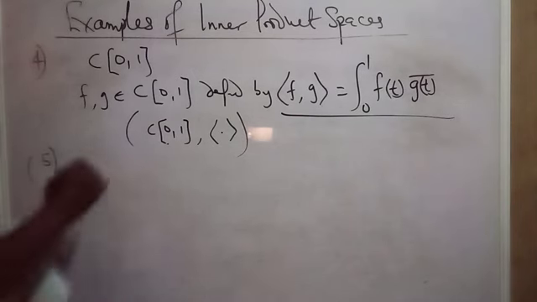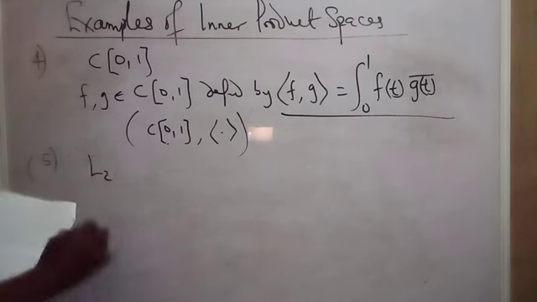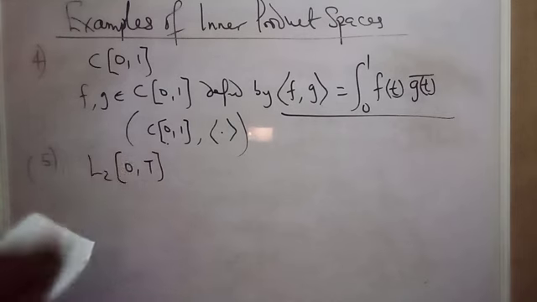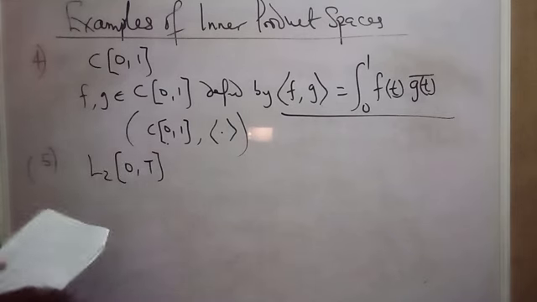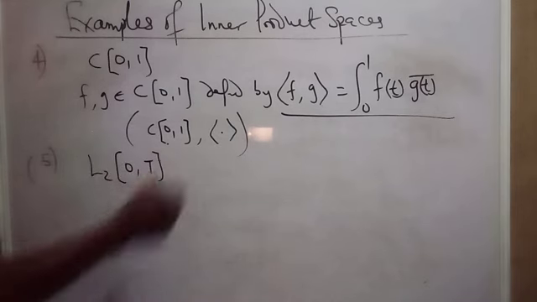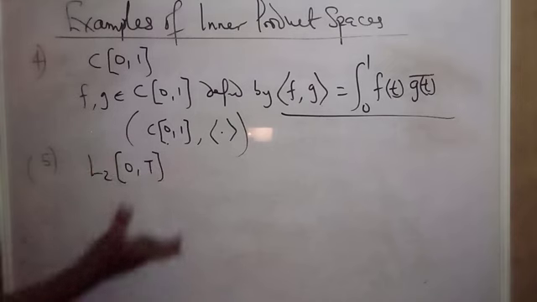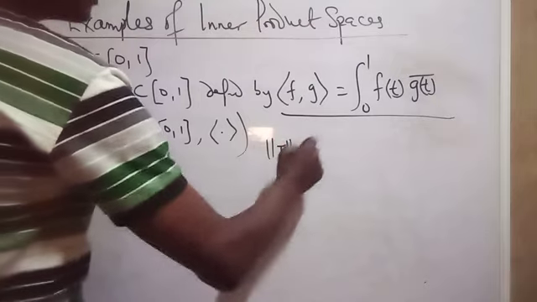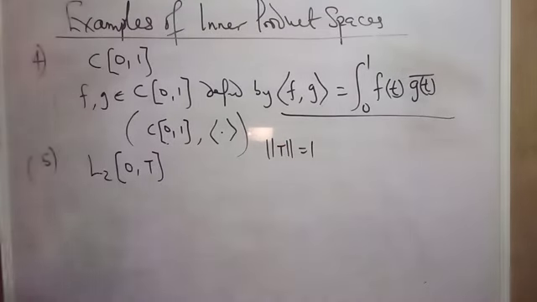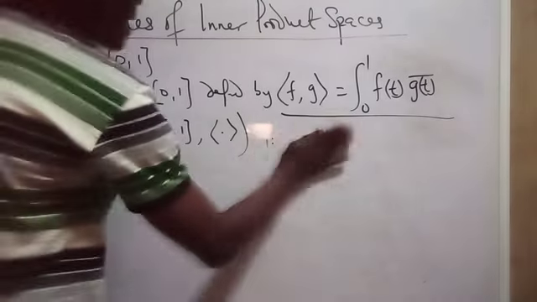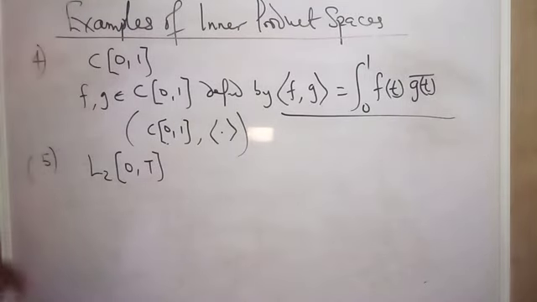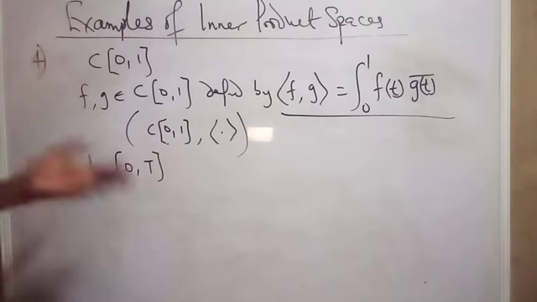The linear space L2, over the interval 0, T. T here is a unit interval, and it has the norm 1. The norm of T is 1. It's just like a compact interval. Very good. A compact one.